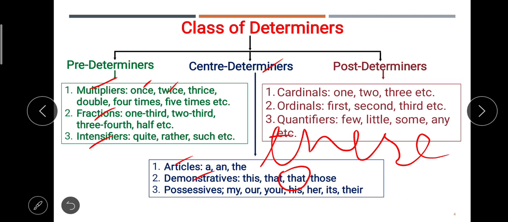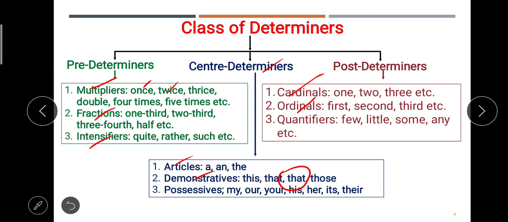And the third category is post determiners. In post determiners, again three subcategories are there: cardinals, numbers like 1 to 3; then ordinals, the numbers which show the order and ranking of the nouns or things: first, second, third, etc.; and quantifiers: few, little, some, any, no, etc.